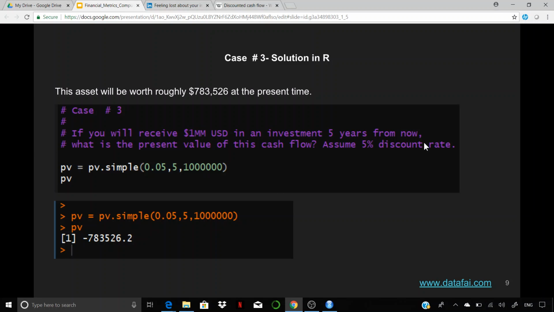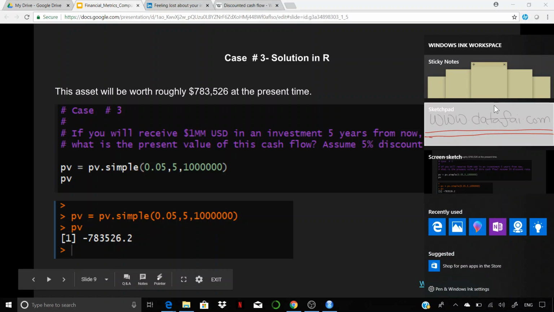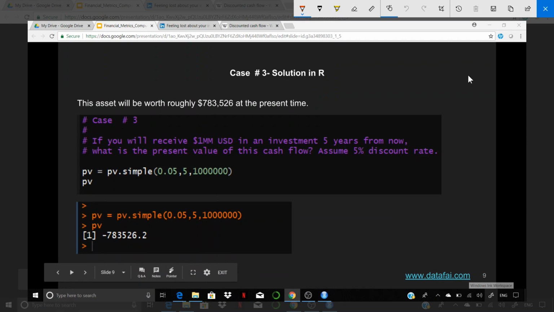So how would we do that, right? Very, very simple. And that's the beauty about whatever we are working on, that the actual math is not complex at all, right? So if you remember in the previous example, we did the future value dot simple. Now we are just reversing that.